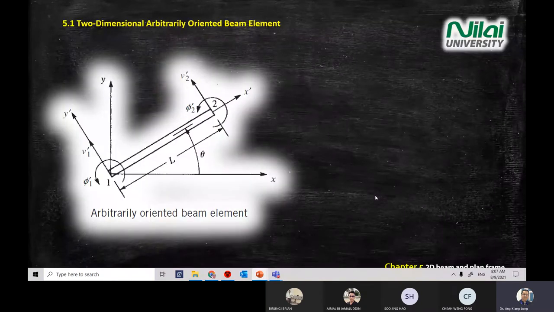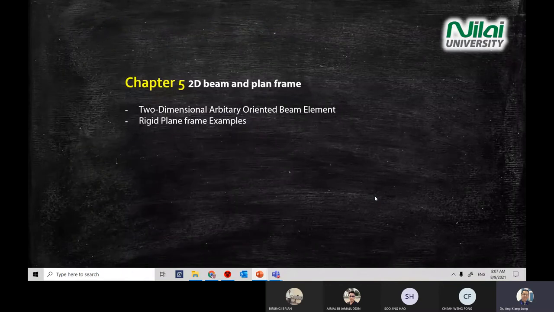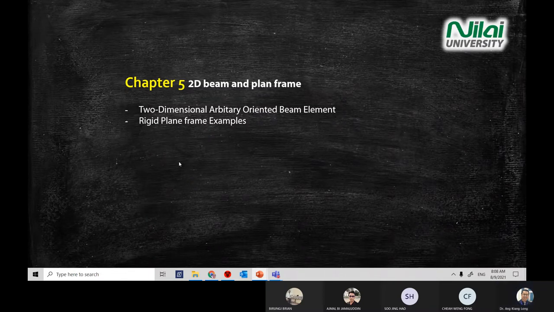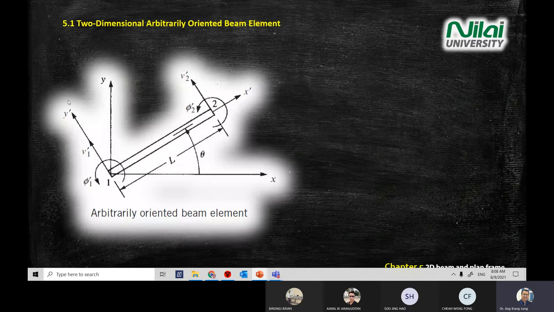All right, today we're going to look at chapter 5, 2D beam and plane frame. In the first session, we'll look at the two-dimensional arbitrarily oriented beam element. And in the second session, we'll look at a rigid plane frame example. Now, what is different in chapter 5 compared to the previous chapter 4 or chapter 3?